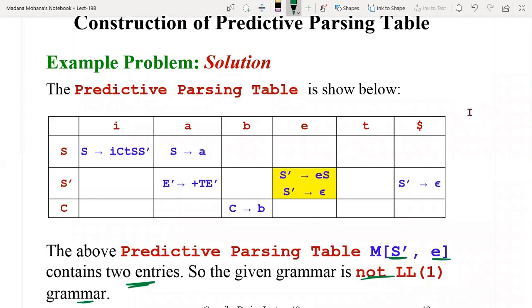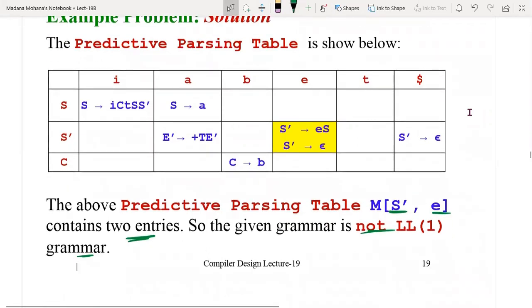The question is, is the given grammar LL1 or not? So the conclusion is that the given grammar is not LL1 because the predictive parsing table obtained for the given grammar contains multiple entries on S dash on e. Even one entry containing multiple productions means the grammar is not LL1. So like that you can check whether a grammar is LL1 or not. So this is a very important question.